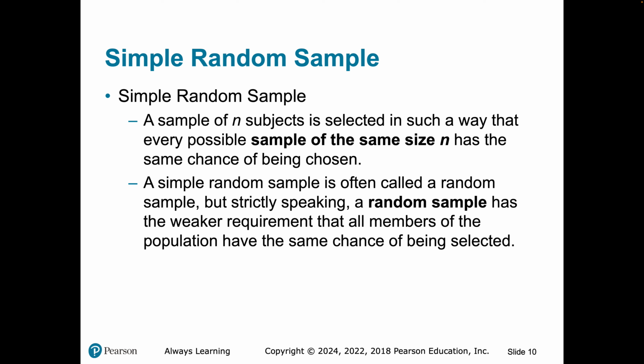You'll notice statisticians aren't too clever or creative. Simple random sample, SRS, obviously why. And that's where we have a sample of N subjects where every possible sample or subject has an equal chance of being selected. So again, I kind of stumbled through that.